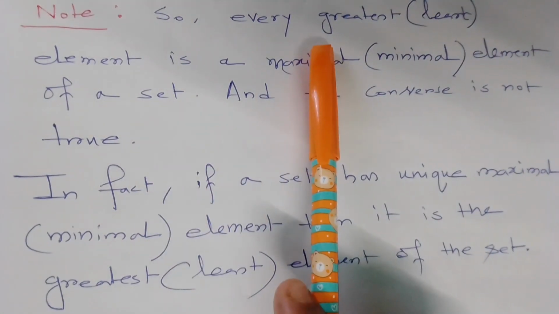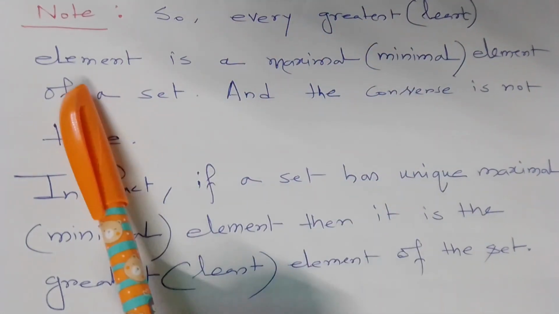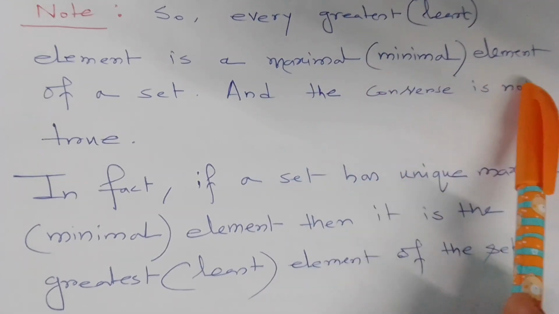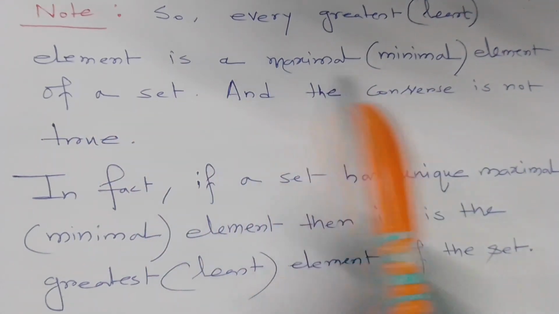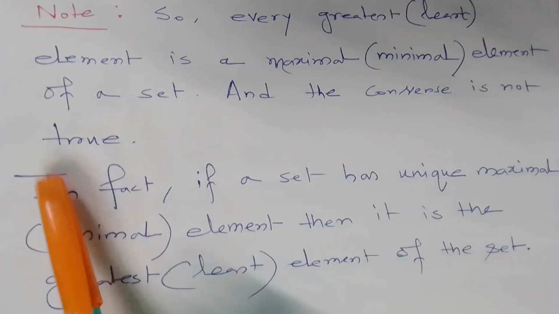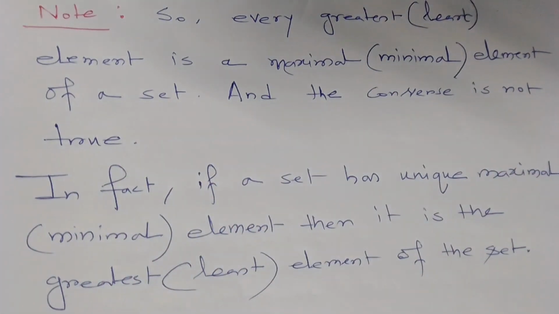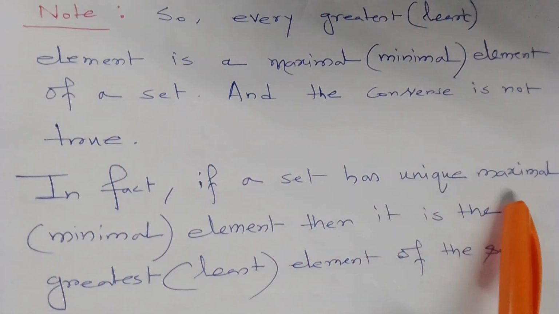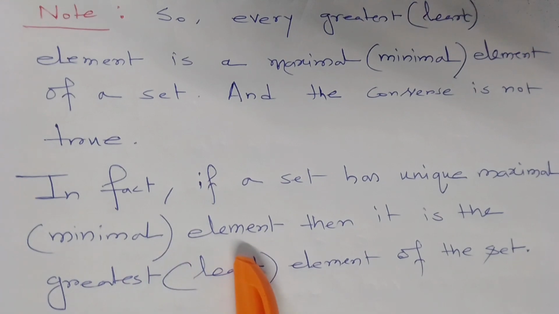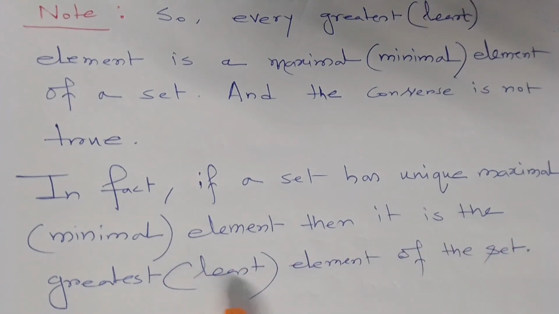Every greatest or least element is a maximal or minimal element of a set, and the converse is not true. In fact, if a set has a unique maximal or minimal element, then it is the greatest or least element of the set.